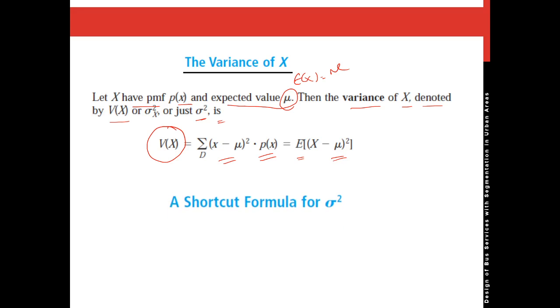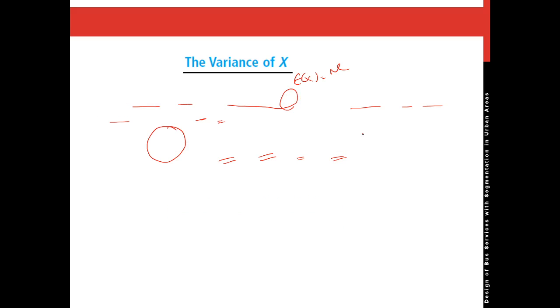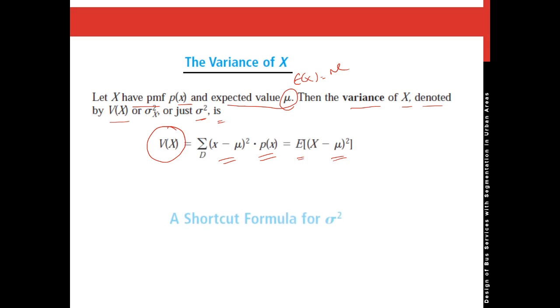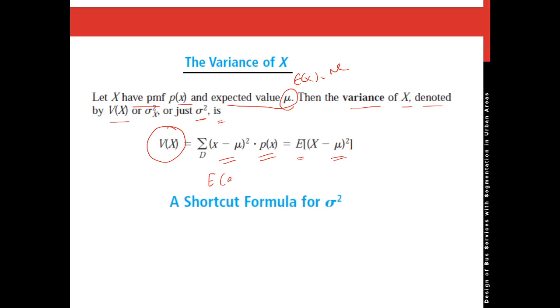There is a shortcut. We know that E of ax plus by, if x and y are two random variables, then by expectation this is actually equal to a times E of x plus b times E of y. So this is a property of expectation.